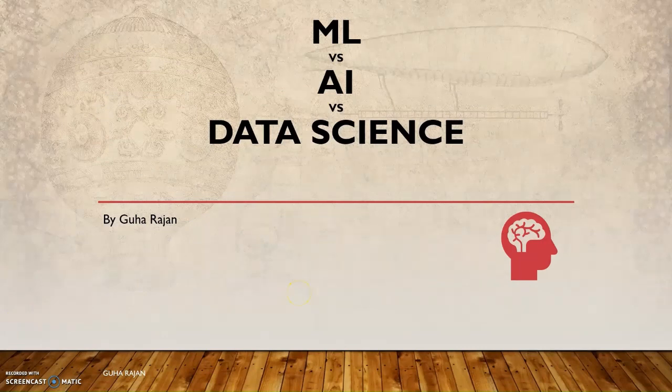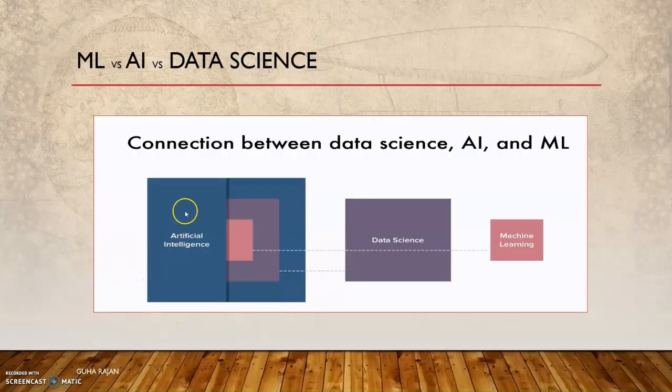Let us now look at machine learning, AI, and data science. Generally, these three terms or subjects are used interchangeably, but each one has its own meaning. So it's important to understand the difference, what it is all about. This diagram will give you the connection.